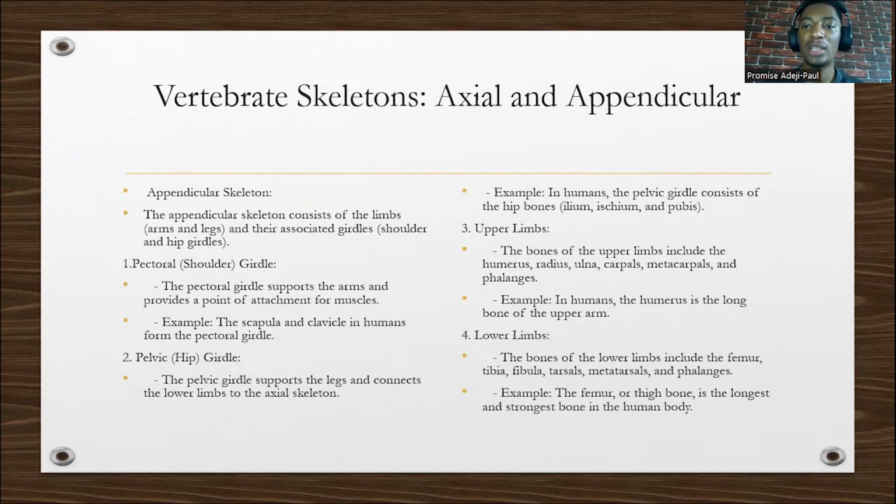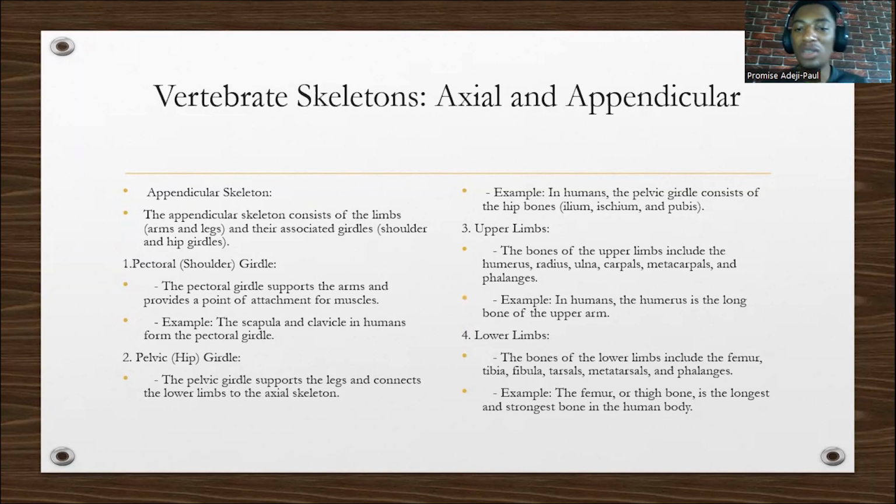While the pelvic girdle will connect your legs, also called lower limbs, to your axial skeleton. So what are the examples? In humans, the pelvic girdle consists of the hip bones, which are the ilium, ischium, and pubis.